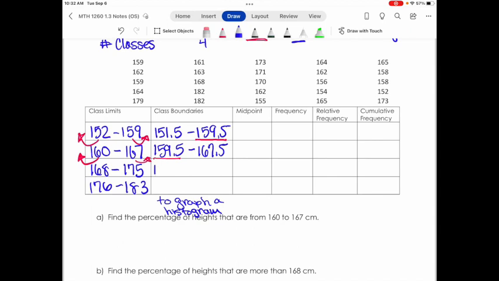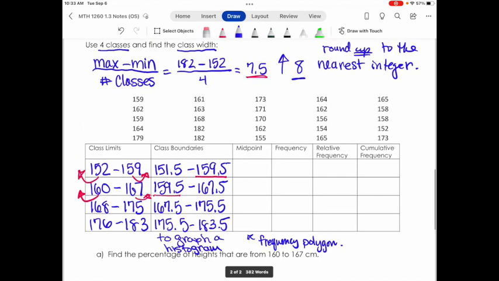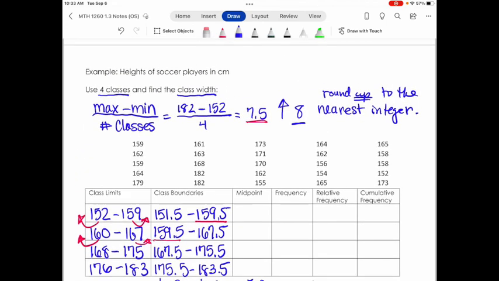For the next interval, if we keep up that pattern, we have 167.5 to 175.5, and then 175.5 to 183.5. Now the midpoint, we're going to use this later to graph a frequency polygon. So this is all the ways that we're organizing the data so that we can later graph it, or we can see where the certain concentrations lie. Okay, now to find the midpoint, let me write this up here.